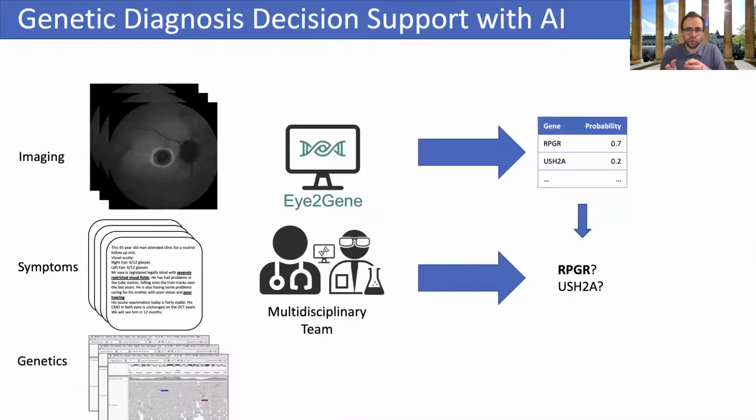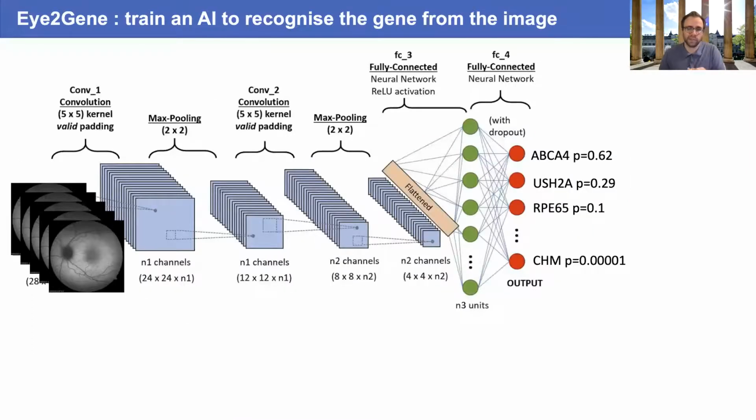So for the short-term goal, which is what I'm going to be focused on today, we want to offer an AI algorithm that I have called Eye2Gene that will offer a complementary diagnosis that can be used by the multidisciplinary team in order to assist their genetic diagnosis. The way we're going to achieve this is to use an AI tool known as a neural network, and more specifically a convolutional neural network, which will be able to identify the most likely disease-causing gene based on a retinal scan.